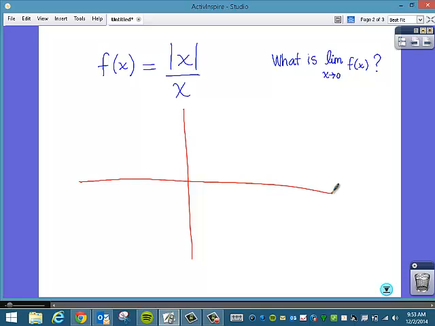Let's start with plugging in positive numbers. So if you plugged in 1, the absolute value of 1 is 1 over 1, which is 1. 2, the absolute value of 2 is 2 over 2, which is 1. 3, the absolute value of 3 is 3 over 3 equals 1. So what I'm noticing here is I would plot the points (1, 1), (2, 1), (3, 1). It's going to keep going forever.